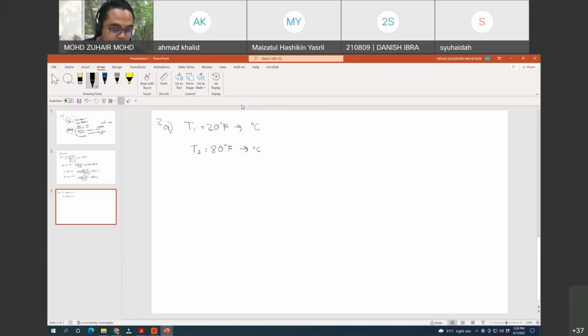So how do we change it? For 20 degrees, you need to minus 32 and then divide by 1.8 to get degrees C. So at the end, you are going to get negative 6.7 degrees C. For T2, 80 minus 32 divided by 1.8 gives degrees C.